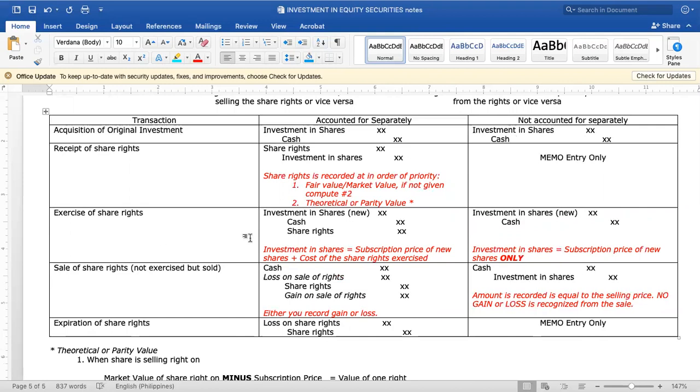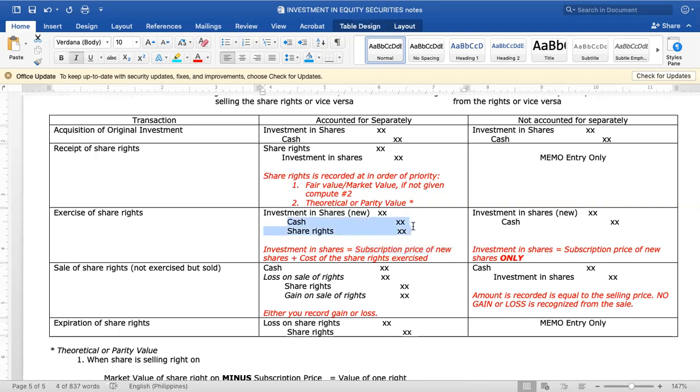Okay, so what is the entry? Of course, you purchase new shares, so you debit investment in shares. I just put "new" so that we can identify that this is the new share acquired when you use your share rights to acquire new shares. Then you credit cash and you credit the share rights. So basically, the investment in shares new is equal to the subscription price of new shares. So basically, this is your credit cash. This is number of shares acquired times the subscription price of the new shares.